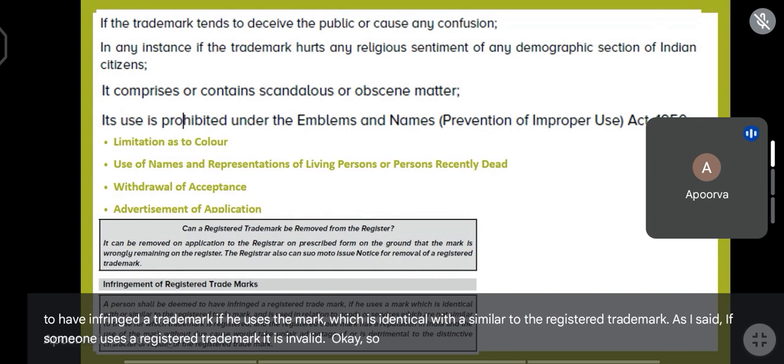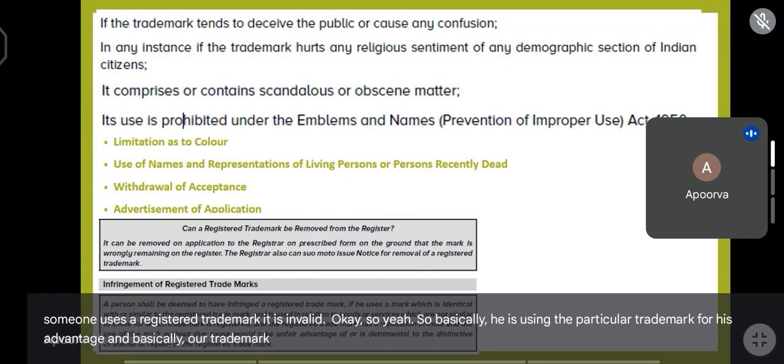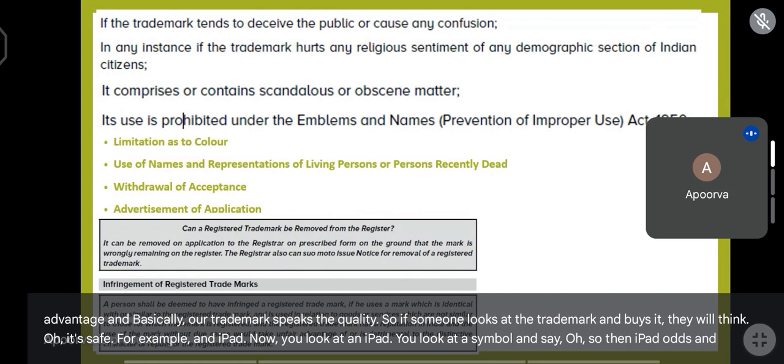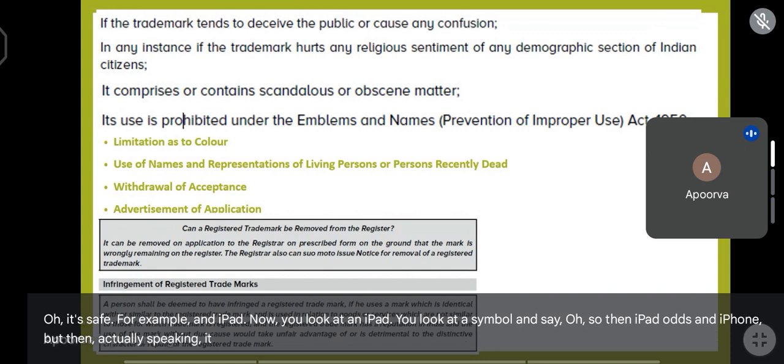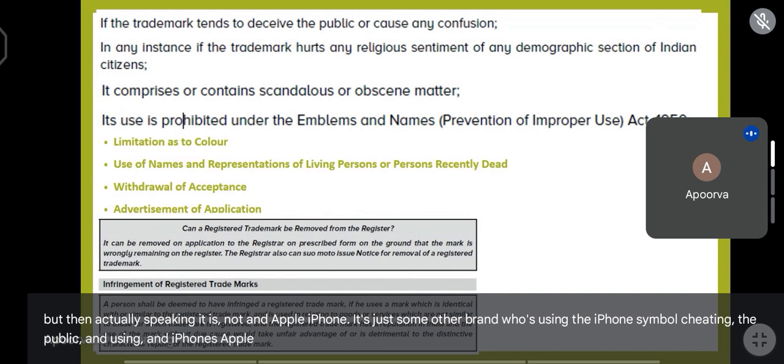Basically he is using the particular trademark for his advantage, and a trademark speaks of quality. If someone looks at the trademark and buys it, they will think, say for example, this is an iPhone. But actually speaking, it is not an Apple iPhone. It's just some other brand using the Apple symbol, cheating the public. Those kinds of instances are called infringement.